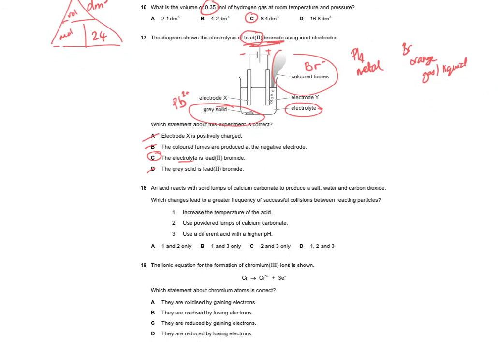Number 18. An acid reacts with solid lumps of calcium carbonate to produce a salt, water, and carbon dioxide. Which changes lead to a greater frequency of successful collisions between reacting particles? So an increase in temperature, yes. Powdered lumps, yes, because you're increasing the surface area. And an acid with a higher pH is going to make a weaker acid, but it's not going to increase the rate of reaction, so it's going to be A.